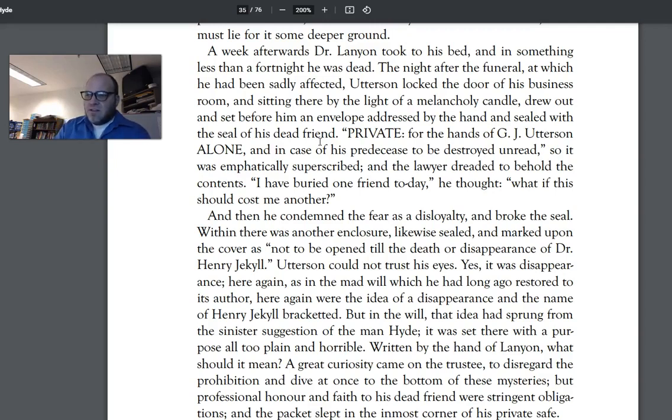Yes, it was disappearance here again, as in the mad will which he had long ago restored to its author. Here again were the idea of disappearance and the name of Henry Jekyll bracketed. But in the will, that idea had sprung from the sinister suggestion of the man Hyde. It was set there with a purpose all too plain and horrible. Written by the hand of Lanyon, what should it mean?